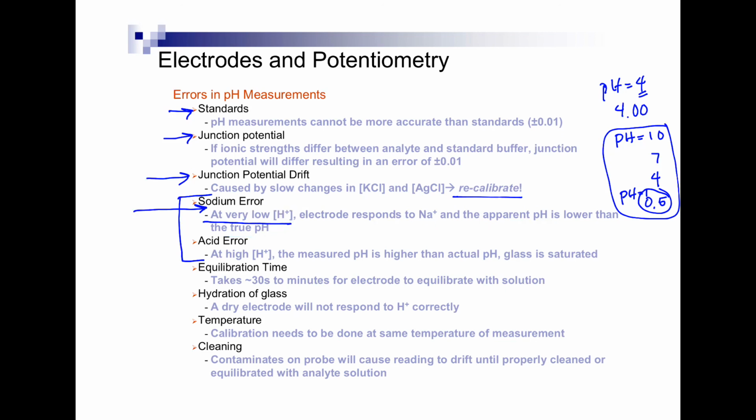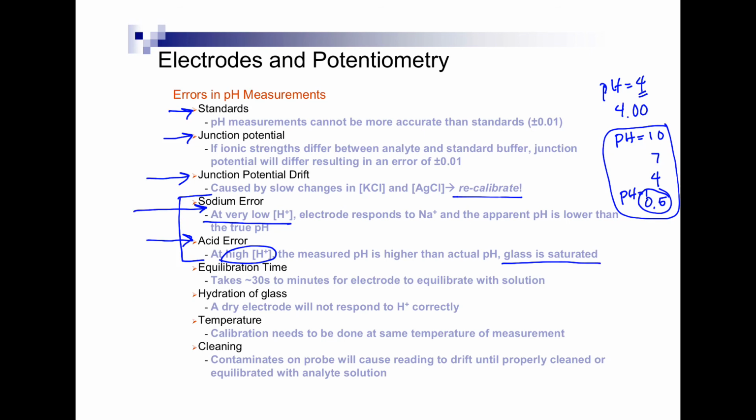Okay, and then the other one is acid error. This is the opposite. This is when we have a high concentration of hydrogen ions. At that point, the glass essentially gets saturated, and it's not responsive to hydrogen ions anymore. And so it's basically not detecting hydrogen ions anymore, which means the pH is going to be higher. It's going to read it as a more basic solution than it really is.